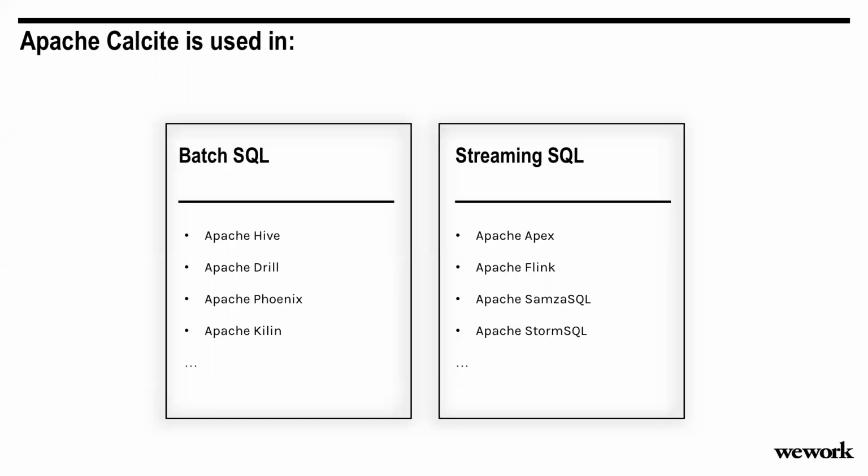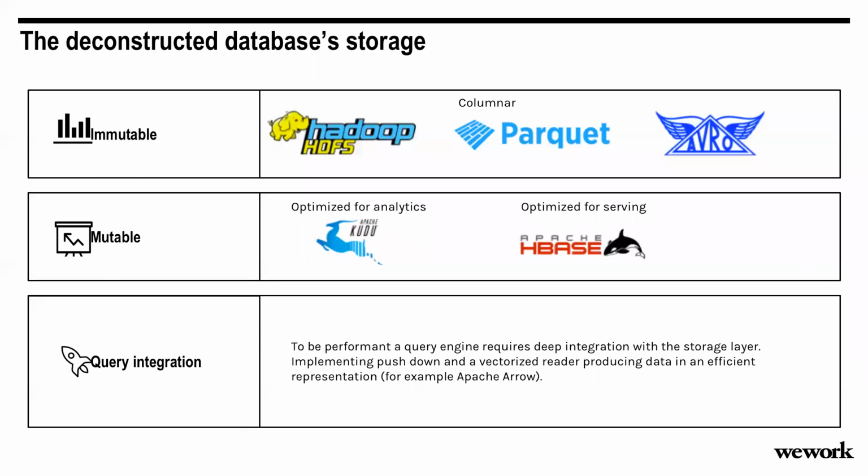To give you an idea of where Calcite is used, Calcite is the optimizer in Hive, in Apache Drill, and in Apache Phoenix, which is SQL inside HBase to query your data in HBase really fast. It's used in Kylin, which is a cube materialization database. And it's also used in a bunch of streaming SQL use cases. Typically in streaming SQL, you don't have any blocking operators, so you cannot do an order by, but you can do group by and filters very efficiently. So a bunch of streaming SQL implementations depend on Calcite.